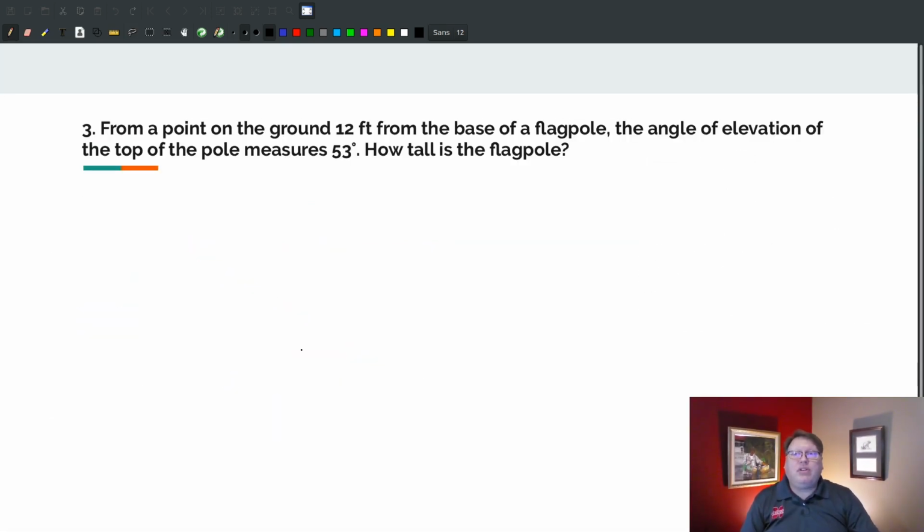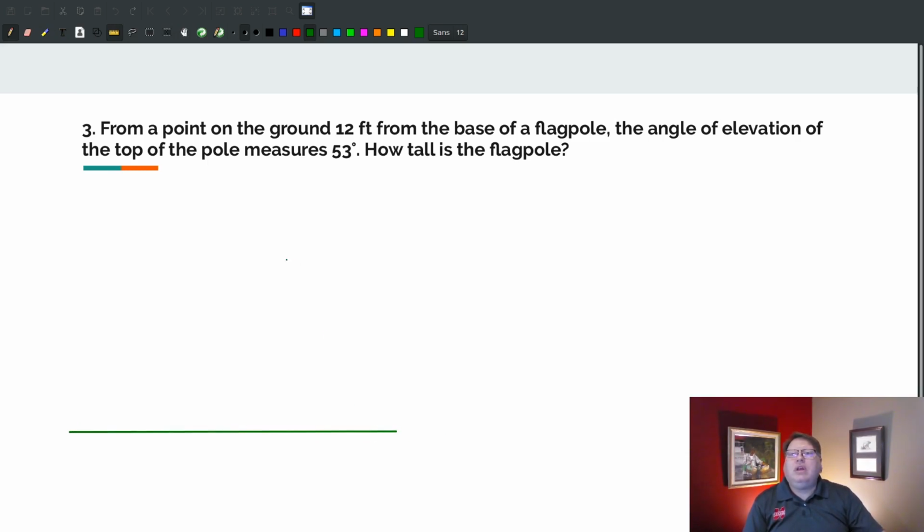All right, our third problem, again, from a point on the ground 12 feet from the base of a flagpole, the angle of elevation of the top of the pole measures 53 degrees. How tall is the flagpole? So again, this is one you're going to want to draw out. So I'm going to pick a color. We'll do some green grass here. How about that? That can be our ground.